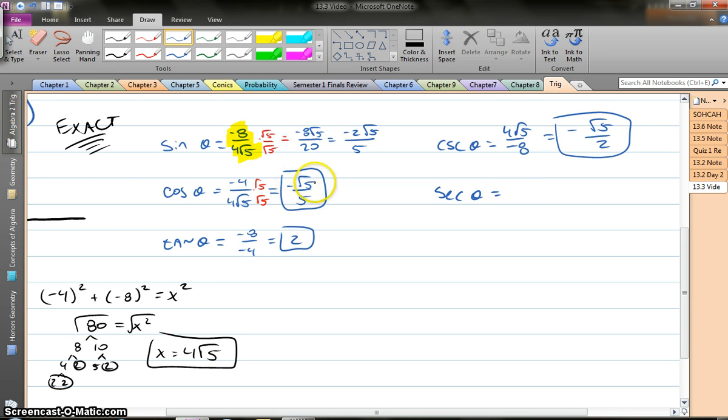So now we have secant of theta. Again, why use this one? As soon as we take the reciprocal of that, I'm going to have to rationalize again. If I take the reciprocal of the original, I pop my square root on top, and I get 4 root 5 over 4, and that's negative. So I get negative root 5. And then cotangent is pretty simple. Negative 4 over negative 8, which is positive 1/2.